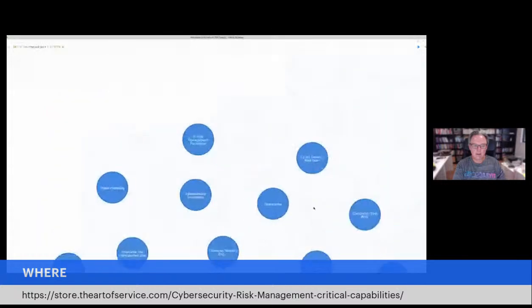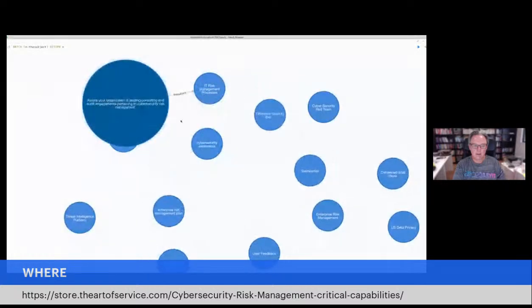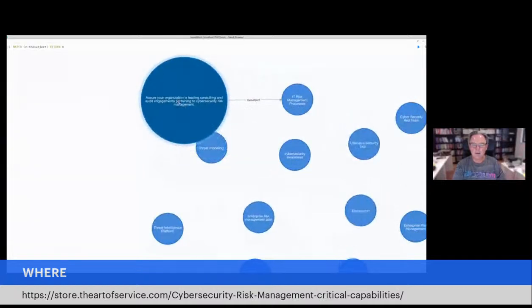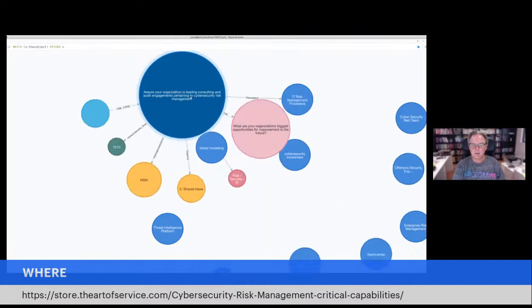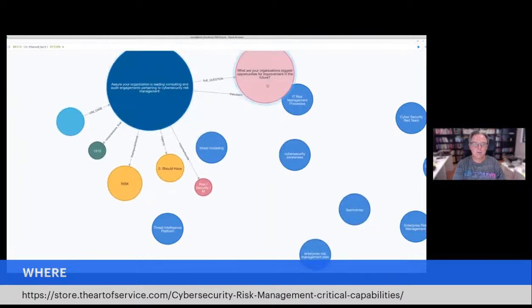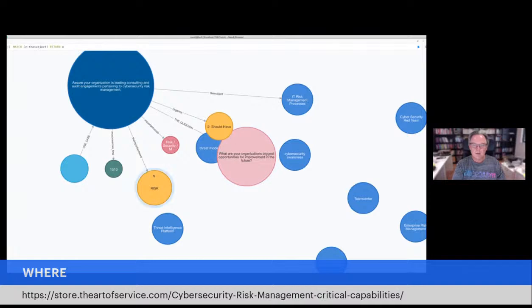And same with all the other activities I'm doing. I can just double click and see what comes up, what kind of activity I need to be doing here. Ensure your organization is leading consulting and audit engagements pertaining to cybersecurity risk management. Question I can ask: what are your organization's biggest opportunities for improvement in the future? And it's related to risk, and it's a should have, it's a high priority here. So this gives you a good insight into where you need to be focusing on.